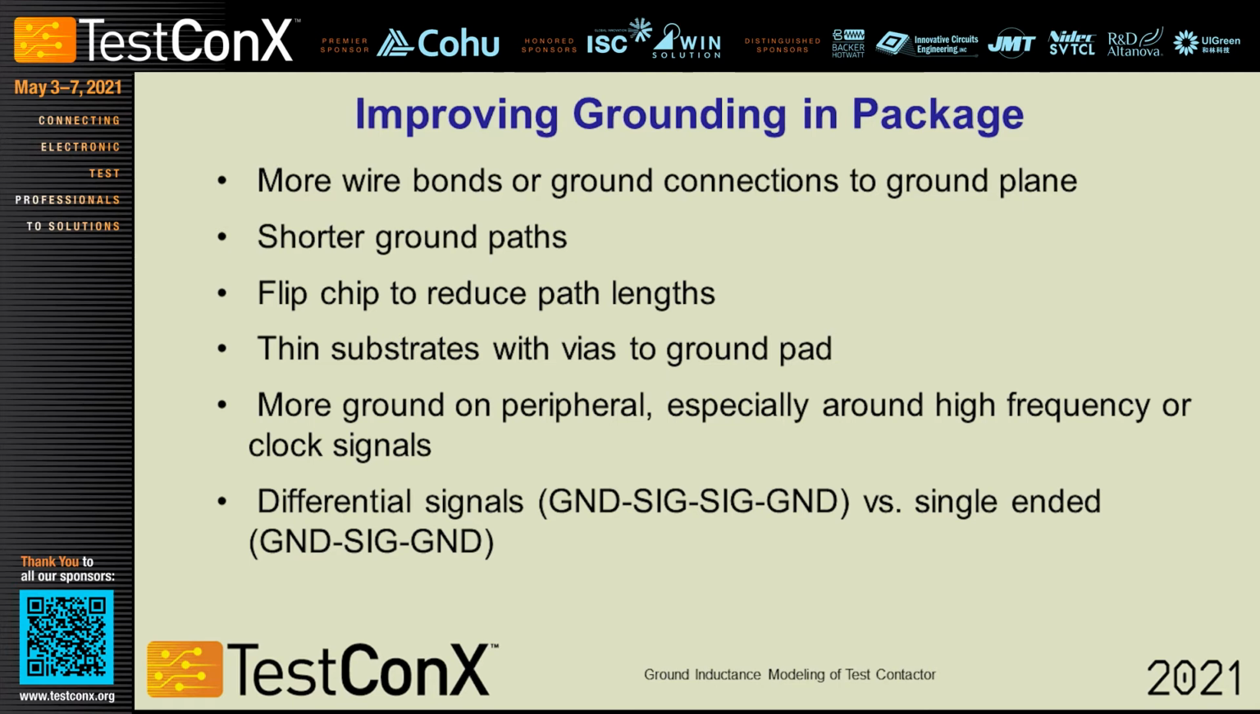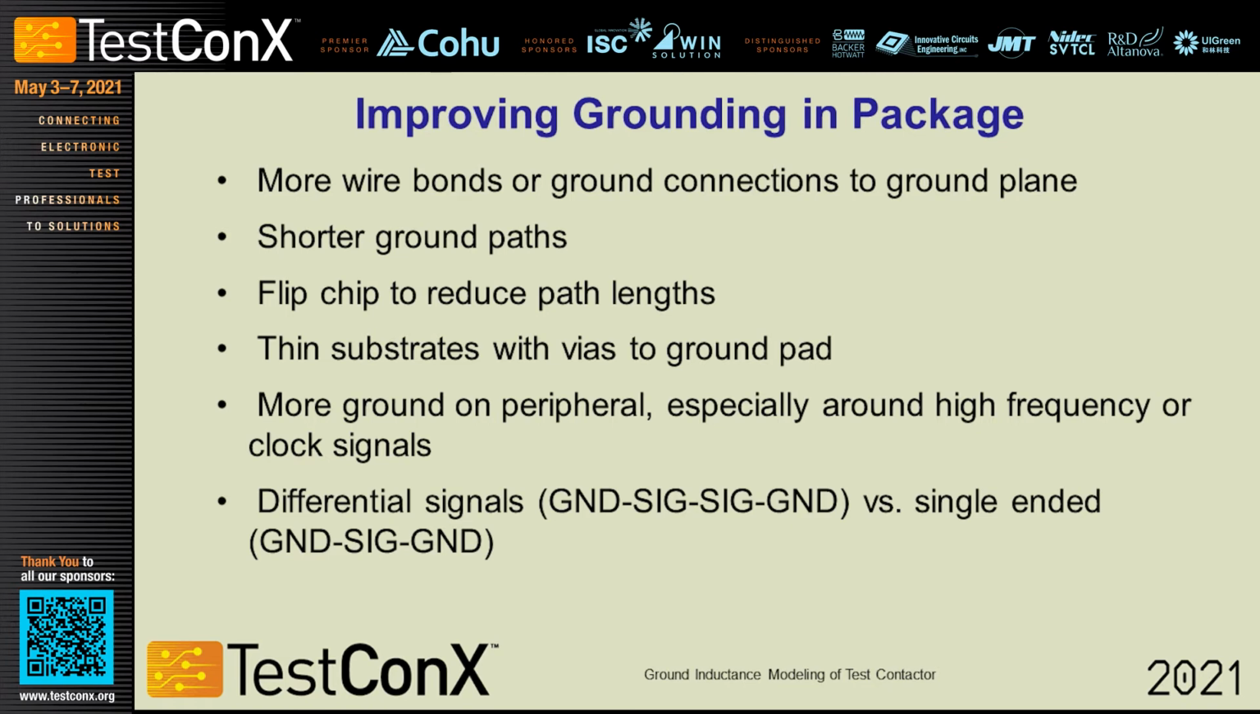In terms of differential signals, it's real important, especially for clock signals, because clock signals tend to have a lot of noise, to have grounds around the two signals, and clock signals usually are run as a differential pair to help reduce that noise, versus single-ended ground-signal-ground signals, which are typically outputs of amplifiers and stuff like that.